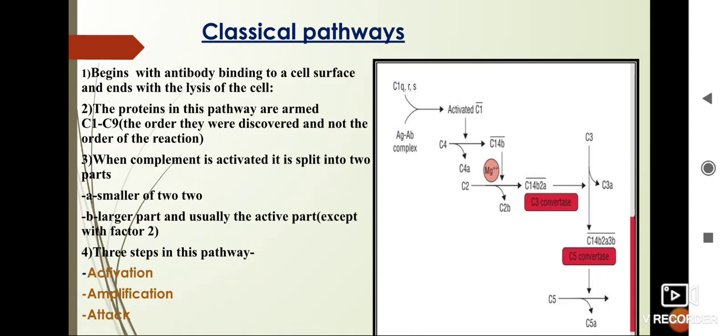The proteins in this pathway, termed C1 to C9, were discovered not in the order of the reaction. When the complement is activated, it splits into two parts: the A part, which is the smaller part, and the B part, which is the larger part. B part is usually the active part. And three steps are required for this pathway: activation, amplification and attack.